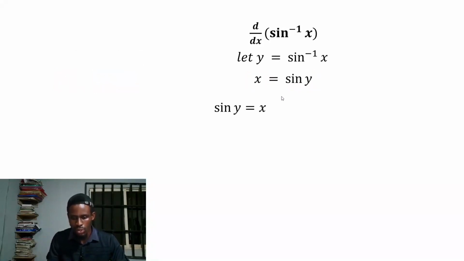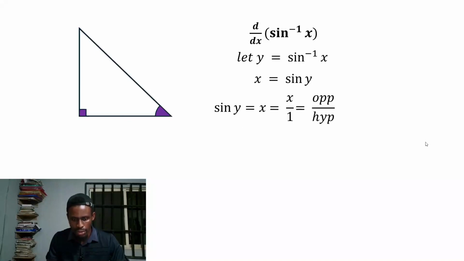All right, so I'm going to rewrite this as sine y is equal to x, which is the same thing as x over 1. Using the sine formula, I can say that this is the same thing as opposite over hypotenuse. I'm going to represent this in a right angle triangle so that y is the angle here, the opposite here is x, and we have here the hypotenuse. All right, so the next thing is to find the adjacent.